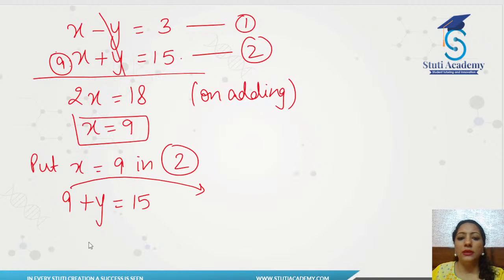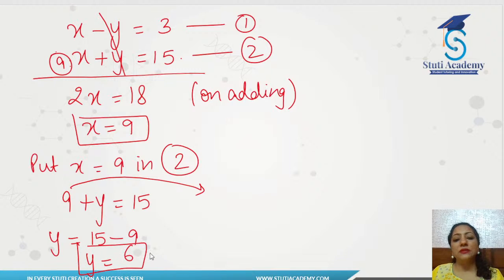This 9 will go on the other side. We will get 15 minus 9. That means we'll get y as 6. 15 minus 9, that is 6. So y is 6 and x is 9. We're getting the number 96.